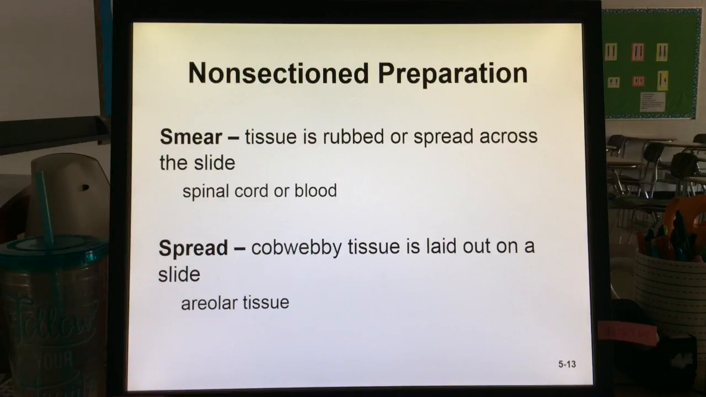Some of the tissues that will be looked at don't need a section per se. One example is blood. That slide will be prepared with a smear. The tissue is just spread across the slide. And then some of the tissues are technically called a spread, and that's because the tissue is like cobwebs or a little bit mushy, and it can be spread across the slide. We'll see this when we look at areolar tissue.